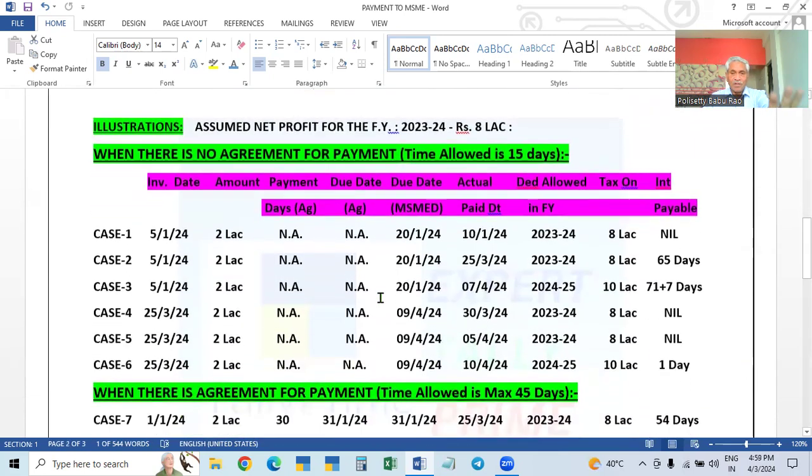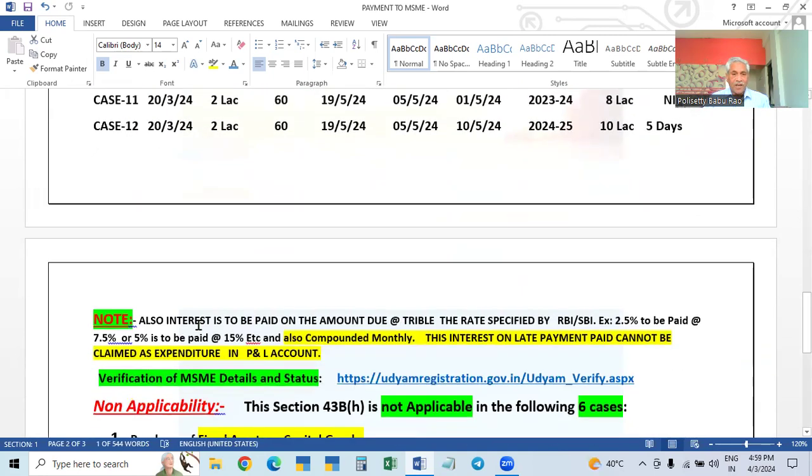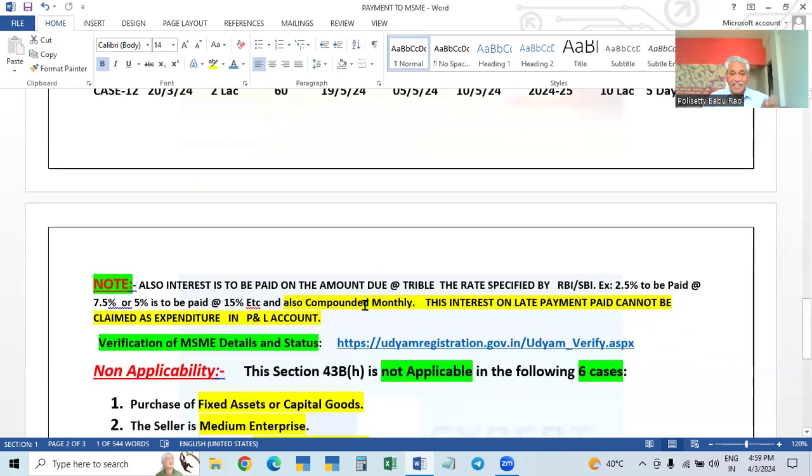Okay, I will give you an example. Before that, as I told you already, interest is to be paid at triple the rate specified by the RBI. And one more thing: the interest for the delayed payment is compounded monthly. If the delayed payment is less than a month, it's okay. If it is more than a month, after one month the interest will be compounded. So the amount due plus the interest will be added, and the total amount is used again next month to calculate interest. It is compounded monthly.